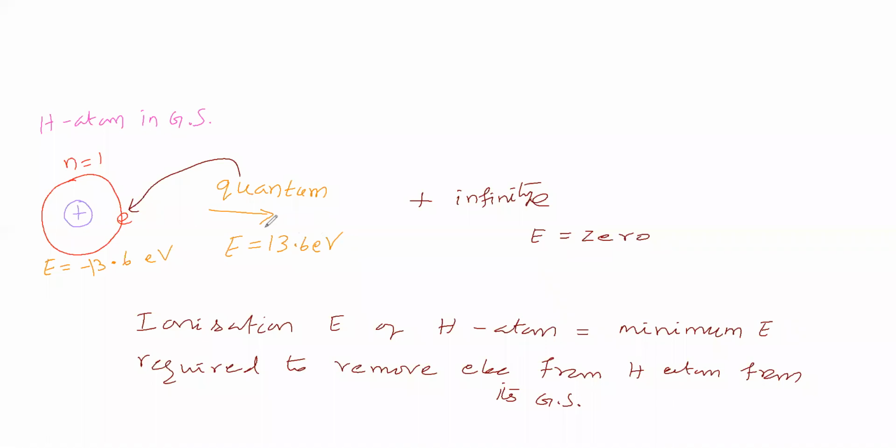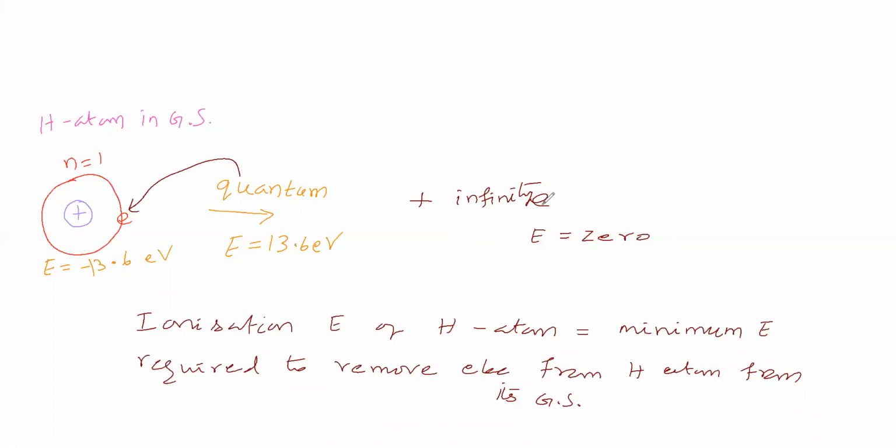So the energy of this electron in the ground state is minus 13.6 electron volt. If we give a quantum of 13.6 electron volt energy, then this electron can come out from the atom. It can go for ionization. Now this electron's energy is 0, and it is at infinity distance from the nucleus.